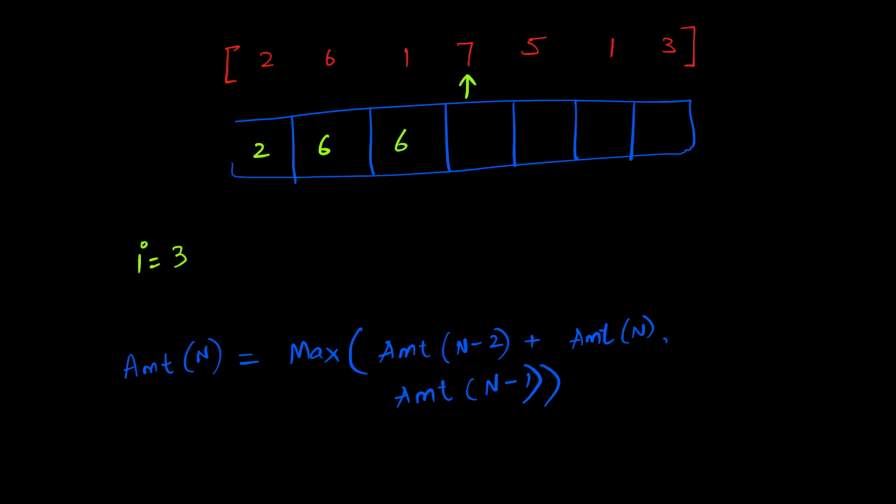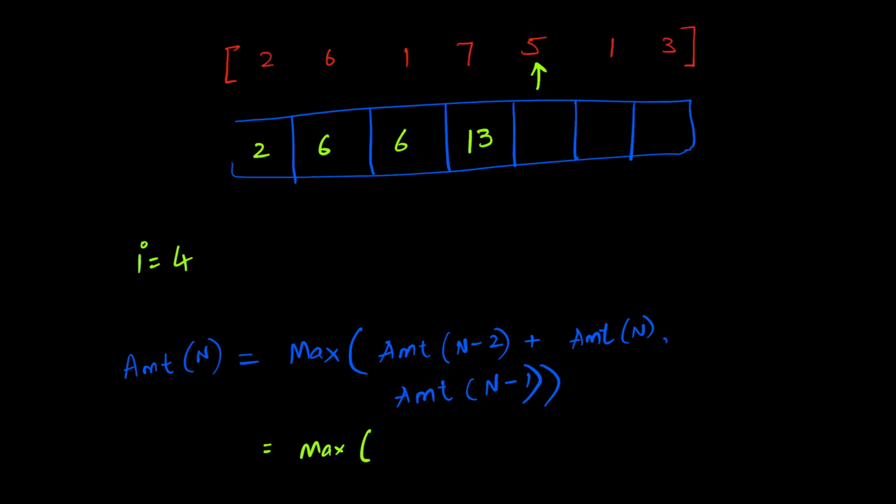Moving on to the next element with i equal to 3, the value is 7. Now we'll apply the same formula, where max of amount of n minus 2, which is 6, added to the current element, which is 7, the total is 13, and it will be compared against 6. As 13 is higher, it will be saved in the DP array.